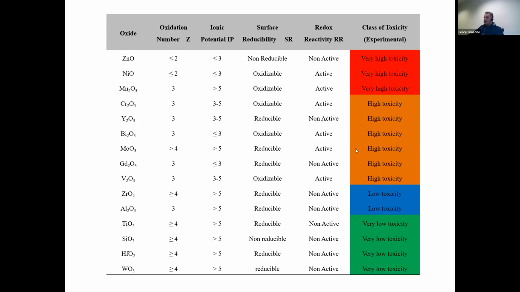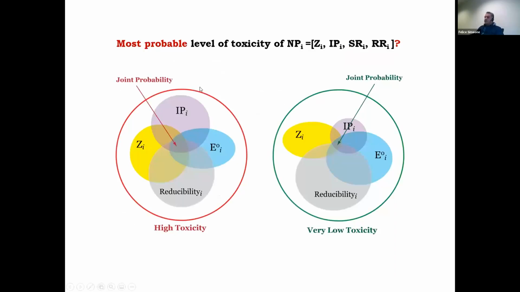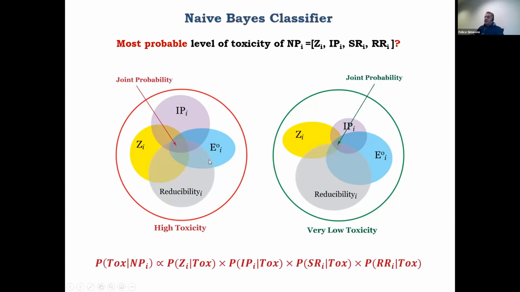Now, what do we do with this data? We want to assess the toxicity, associate a nanoparticle to a class of toxicity based on these non-experimental physical-chemical parameters. Essentially, we want to see how many times a certain value of ionic potential or redox potential or reducibility appears in a given class of toxicity, and then determine the probability that a nanoparticle belongs to one or the other class of toxicity.